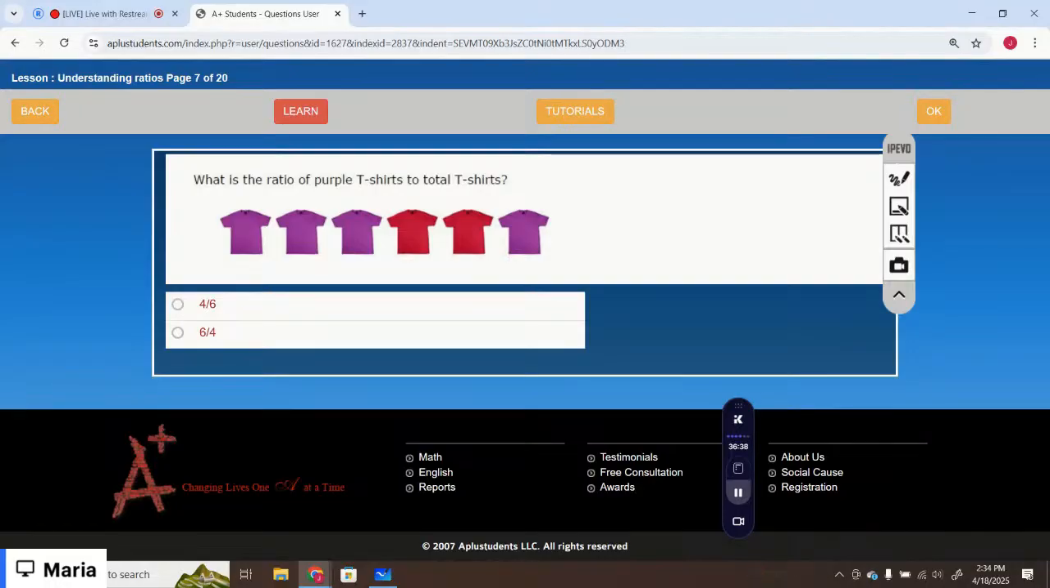What is the ratio of the purple t-shirts to total t-shirts? That is 4 to 6. Four purple t-shirts and total t-shirts are 6. So that is 4 to 6. Option number 1 is the correct option.